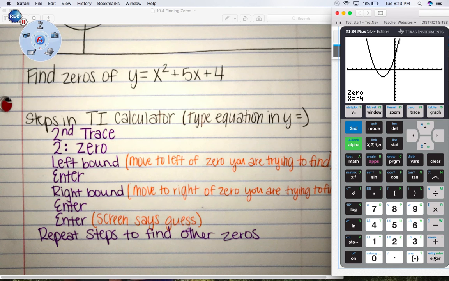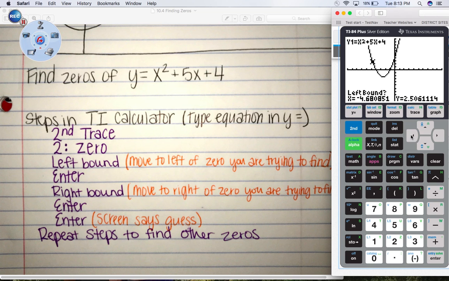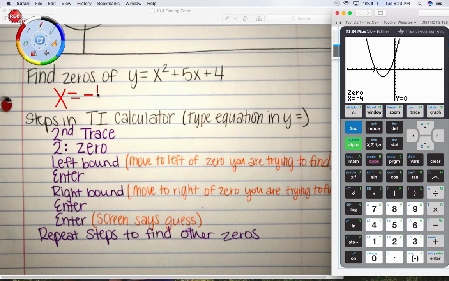Now when I hit enter, it's going to say it. Oops, let me try that again. I accidentally hit enter one too many times. So left bound, enter, right bound, enter. Notice it says guess. That guess is never right. I don't know why TI calculators have it, but it always does. Hit enter one more time. So now it says the zero is at -4. So my first zero is at x equals -4.